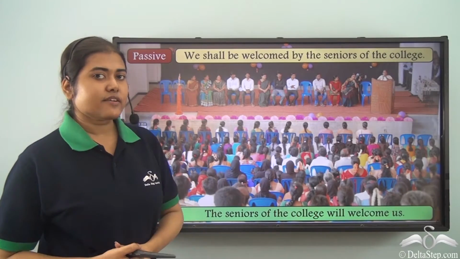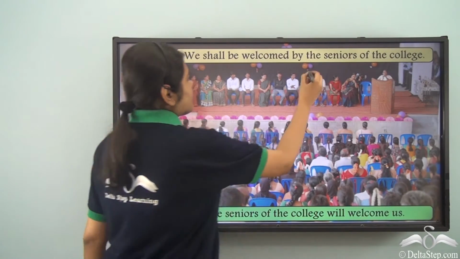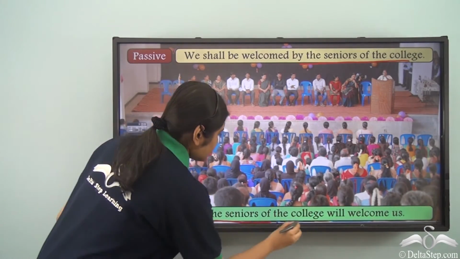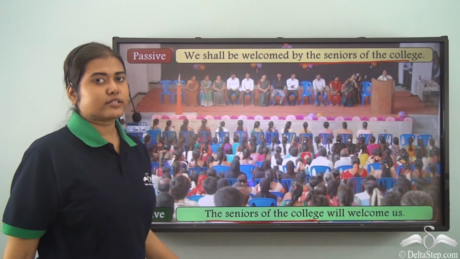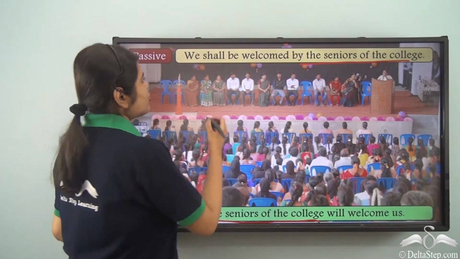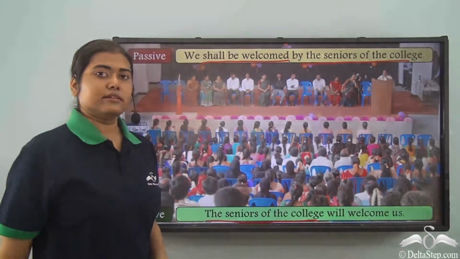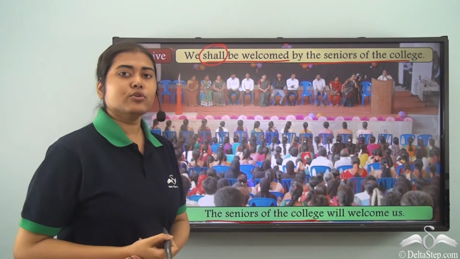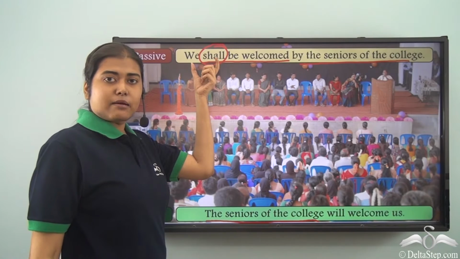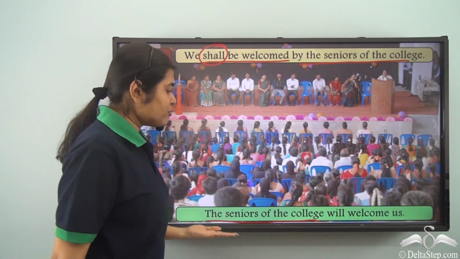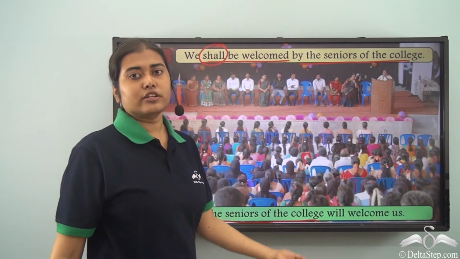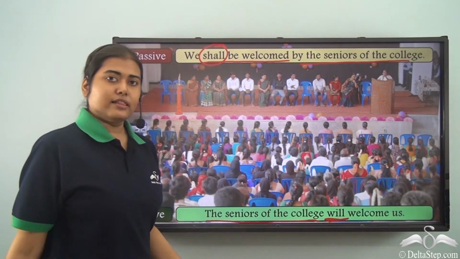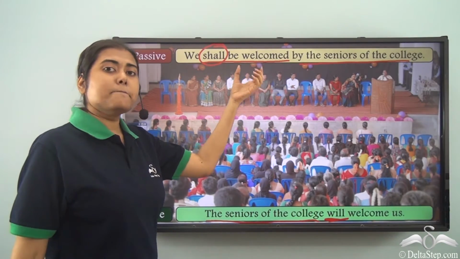So let us see what changes have taken place. First, we find out the doer, which is the seniors of the college. So the seniors of the college comes as the subject. Now we need the verb. So what is the verb here? Shall be welcomed. Now we know that the modal shall is used for first person only. Here we have we as the subject, so we have used shall. But what is our subject here? The seniors of the college. So instead of shall, we are going to use the modal will. Then the verb form is be welcomed.